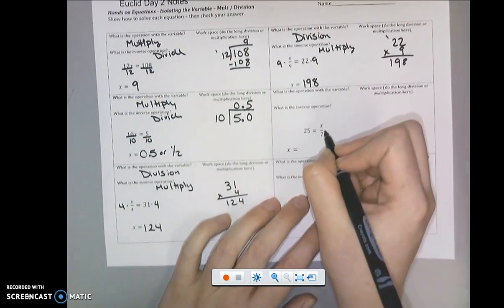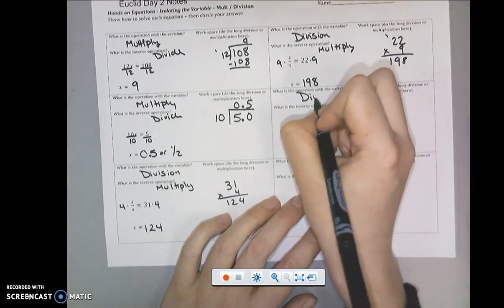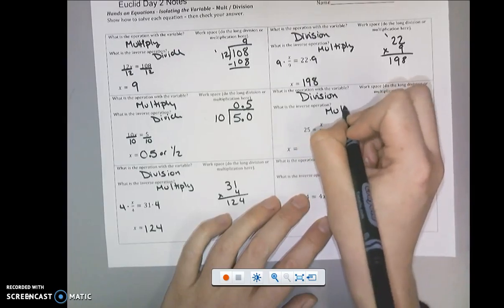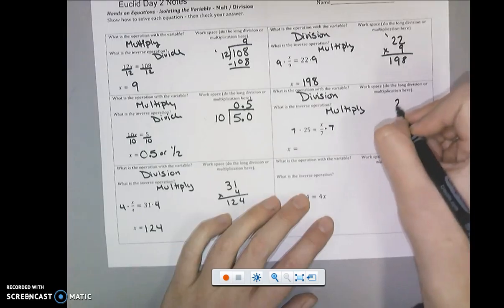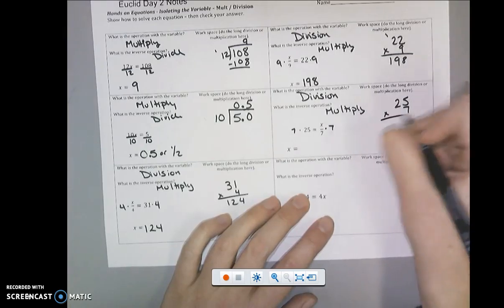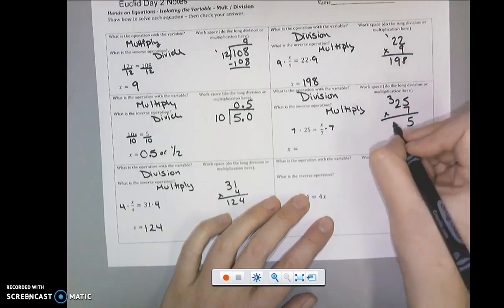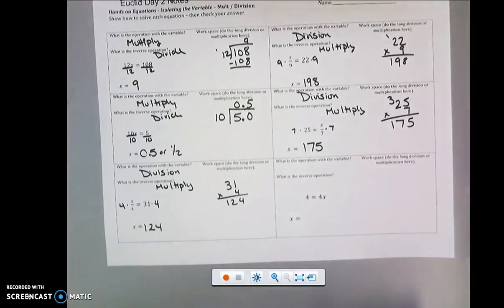Next step. Oh, it's on the opposite side, it's on my right side, but it's still the same. Remember that bar means division. So I know I need to multiply. I'm going to multiply by 7, 25 times 7, 5, 3, 14, plus 3 is going to be 175, so x equals 175.